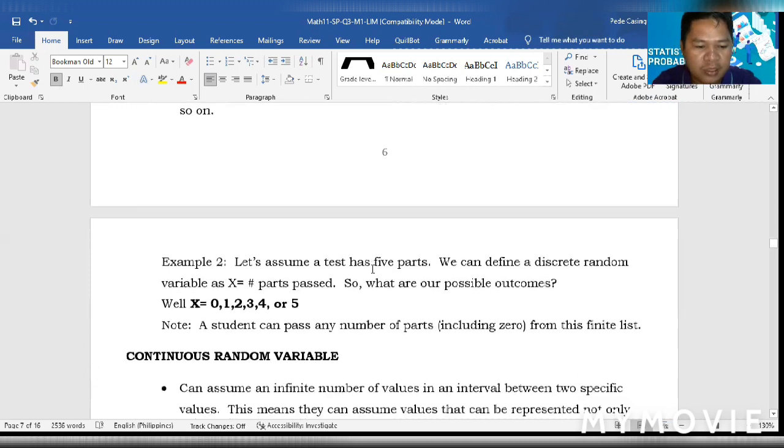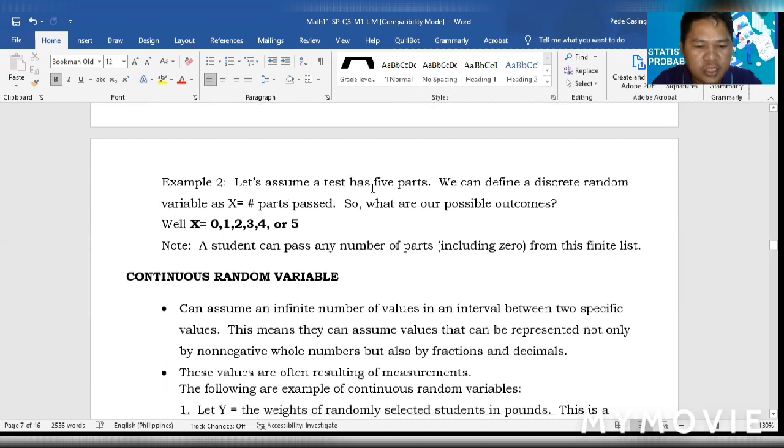That is countable. Example 2, let's assume a test has 5 parts. We can define a discrete random variable as x equals the number of parts passed. So what are our possible outcomes? For example, we have 5 parts of the test, so x can equal 0, 1, 2, 3, 4, 5. Note, a student can pass any number of parts, including 0, from this final list.